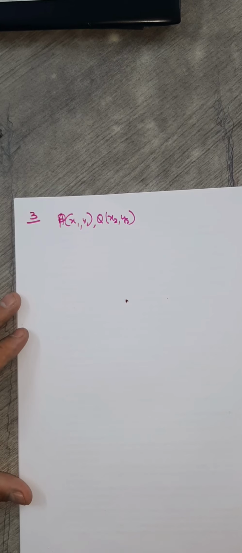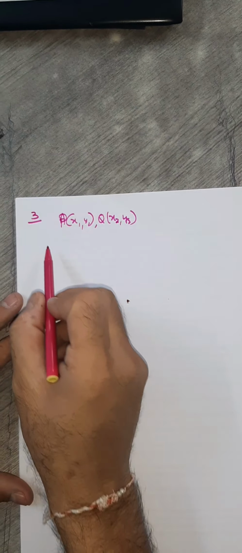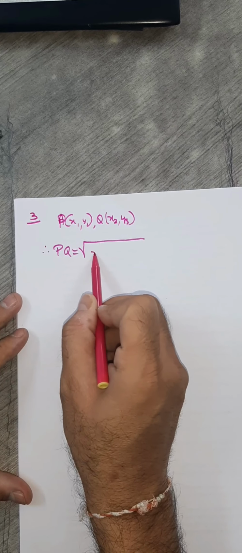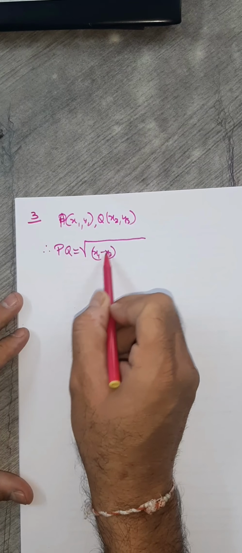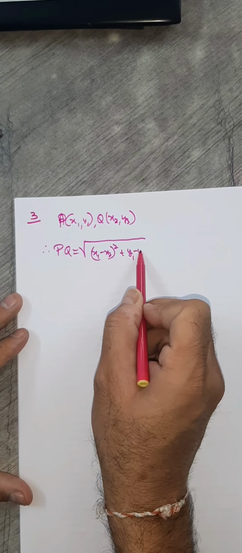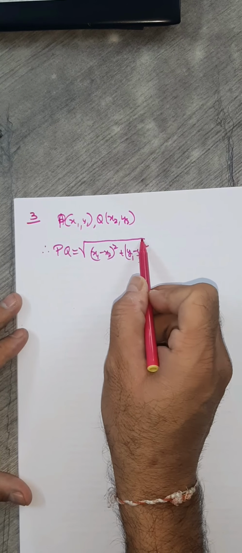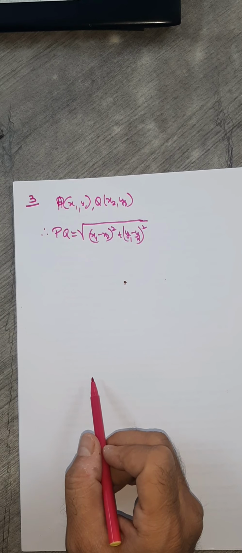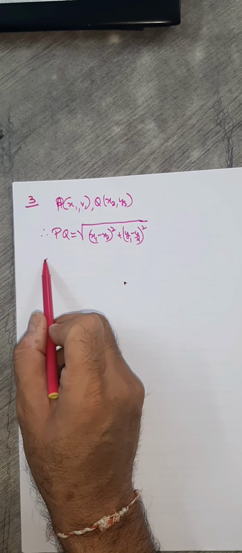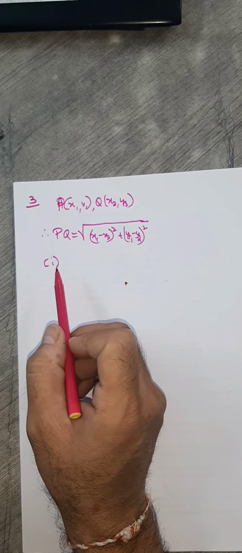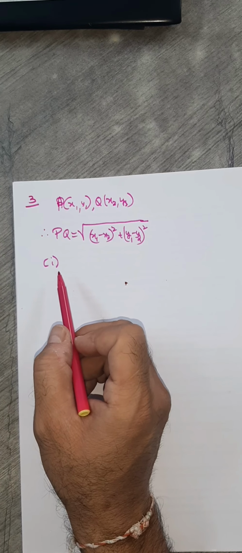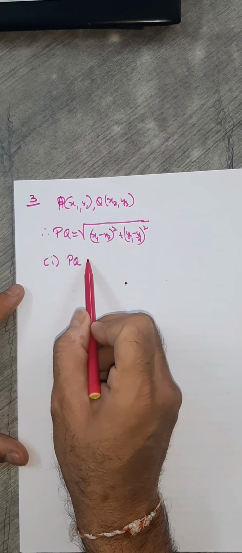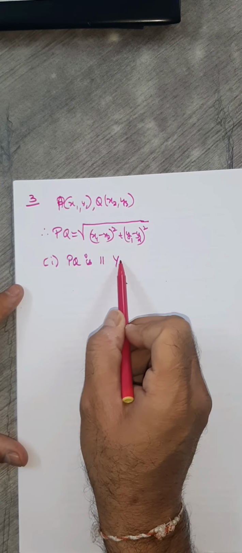And third question, find the distance between P and Q. So here PQ by distance formula is given by root of x1 minus x2 the whole square plus y1 minus y2 the whole square. This is the general distance formula. We know it. Now what do we want in the first sub question? In the first sub question, you are asked when PQ is parallel to the y-axis.